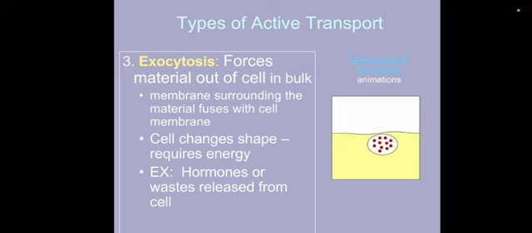Next, exocytosis forces material out of the cell in bulk, and the membrane surrounding the material fuses with the cell membrane. The cell changes shape and it requires energy. Examples are hormones or wastes released from the cell. Exocytosis is the process by which contents of the cell are released outside the cell. It occurs via the following mechanism.